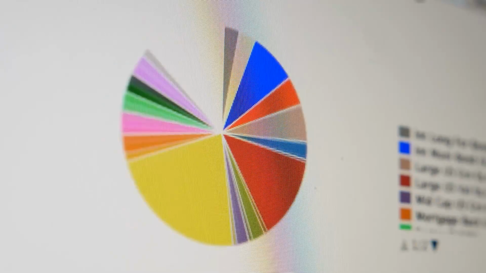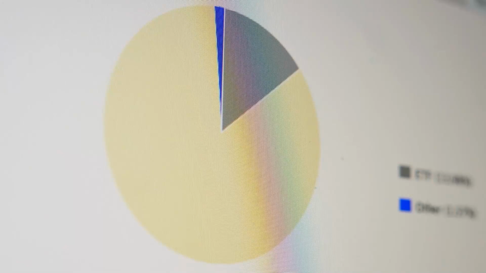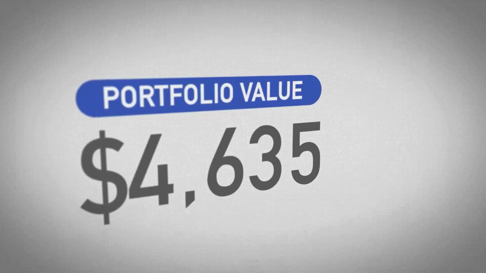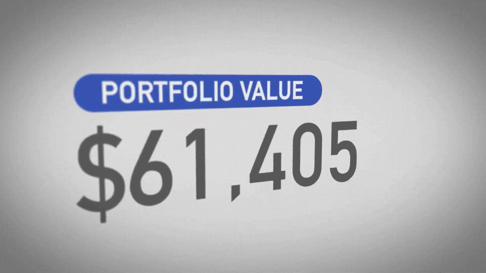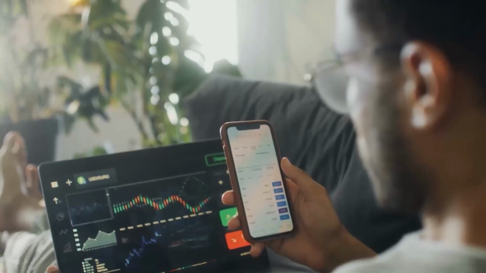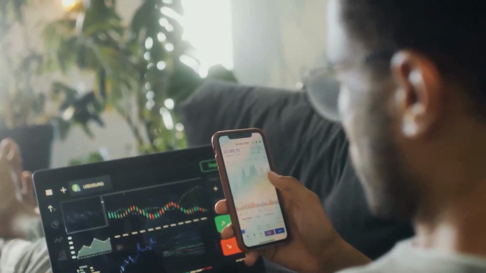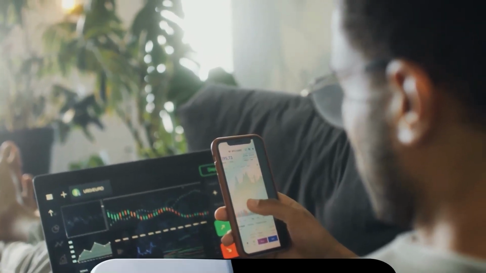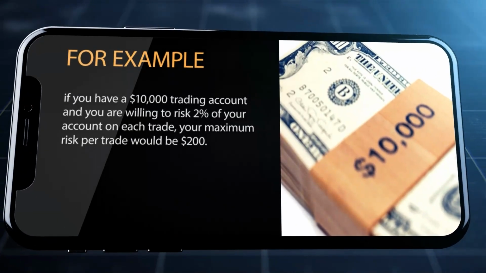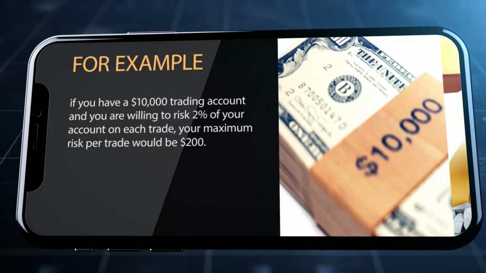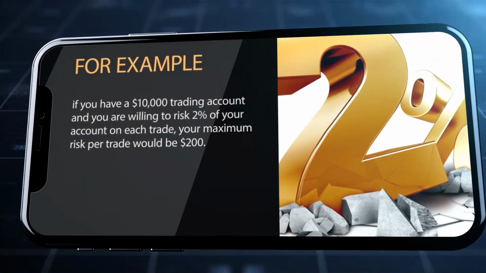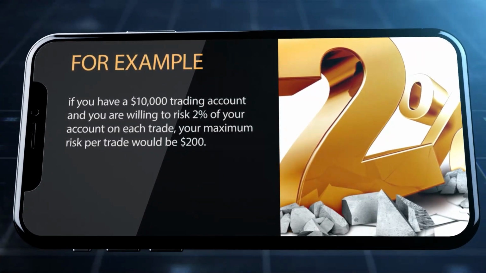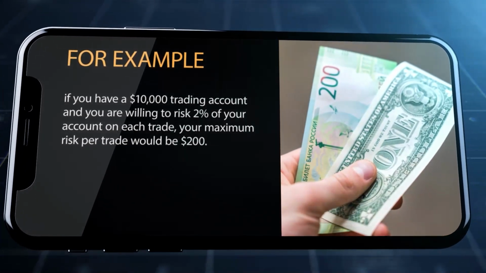One of the most important principles of position sizing is to never risk more than you can afford to lose. This means that you should always consider your account size, risk tolerance, and the potential loss on a trade when determining your position size. For example, if you have a $10,000 trading account and you are willing to risk 2% of your account with each trade, your maximum risk per trade would be $200.